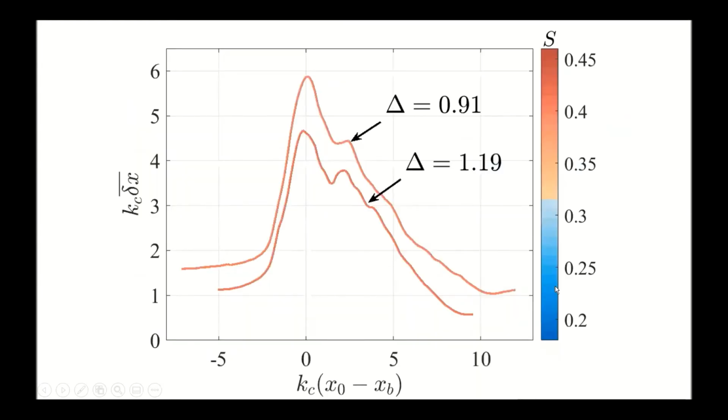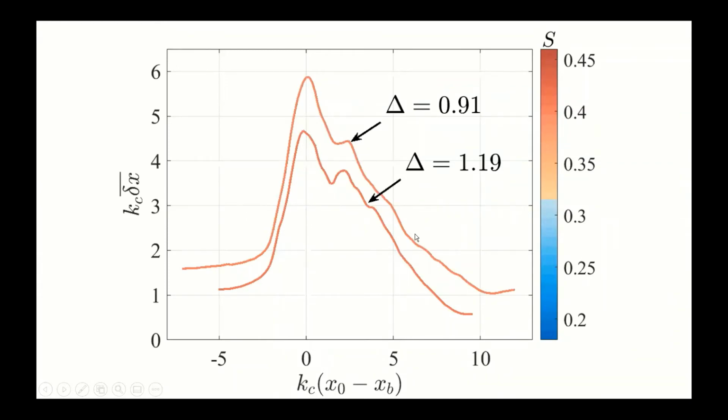Now, the effect of bandwidth wasn't very clear in that last slide, so what I have here is a slide showing the transport caused by two wave packets of effectively the same S value, but different bandwidths. And here you can see that increasing the bandwidth basically does the opposite of increasing S. When you increase the bandwidth, the maximum transport decreases, and the width of the region where the transport is significant also decreases.